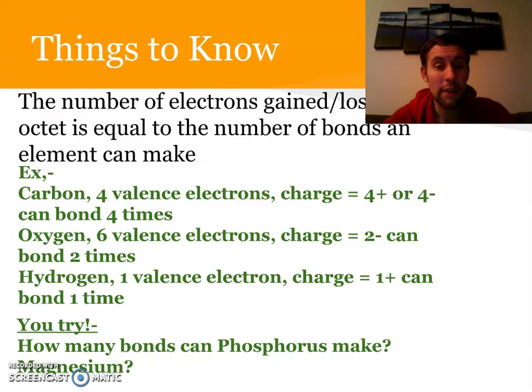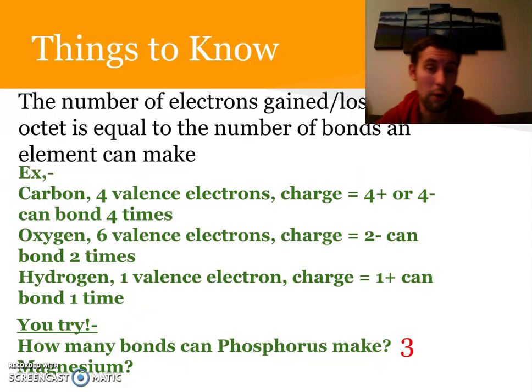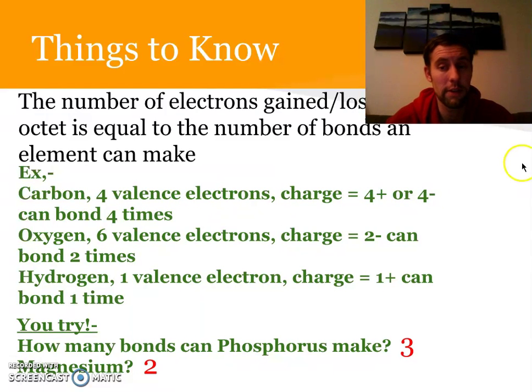How many bonds can phosphorus make? How many bonds can magnesium make? Pause, answer, see if you're right. Hopefully you said phosphorus can make 3 bonds. It's got 5 valence, gets a 3 minus charge, it can make 3 bonds. Magnesium, hopefully you said it can make 2 bonds. It's got 2 valence electrons. It'll lose both of those to have a 2 plus charge, and it can make 2 bonds because of it.